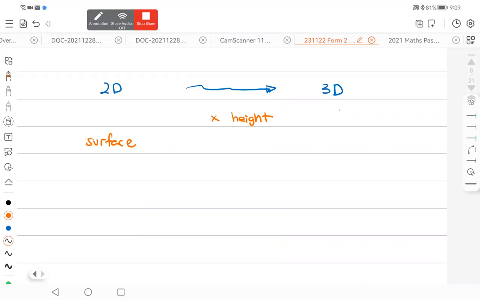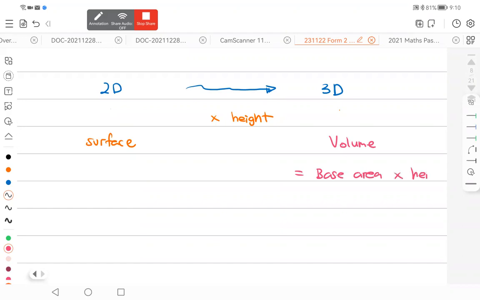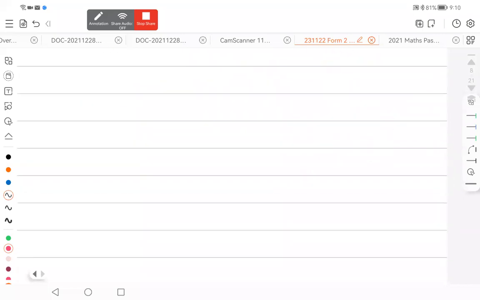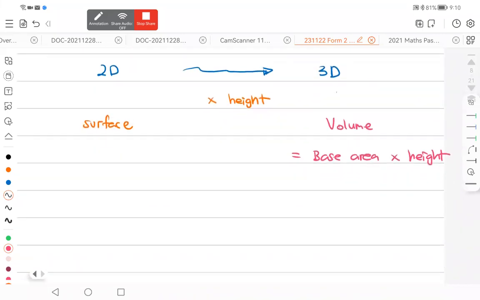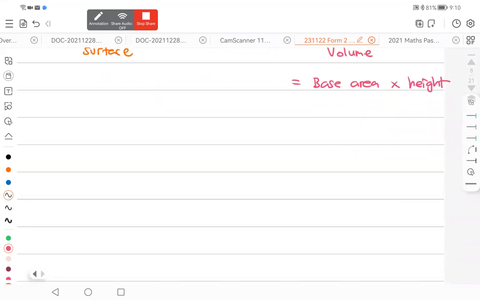So that's the extra 1D. Basically, from 2D to 3D, the extra 1D is the height. So the general formula to find volume will be base area times height. It will be good if you can memorize the formula. If you can't, just refer to the formula list at the front. Is that okay? Now, when we talk about this chapter 6, you only need to know two things.